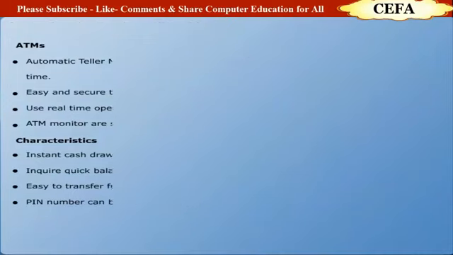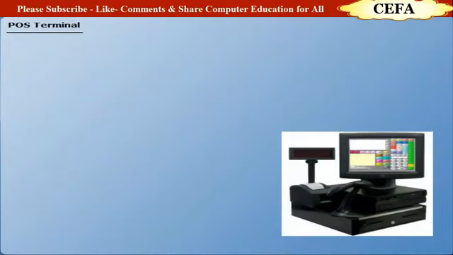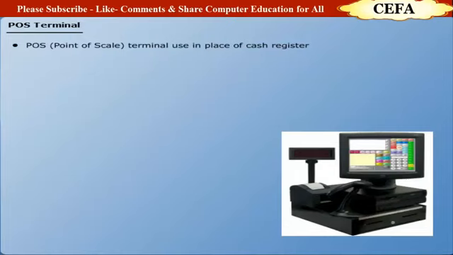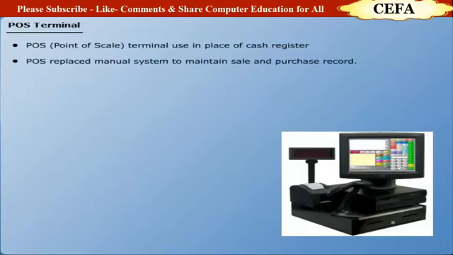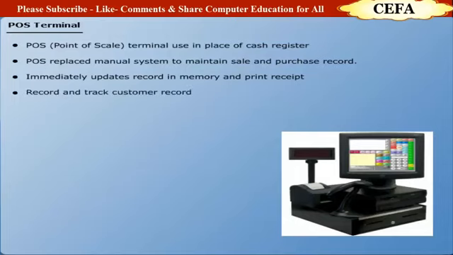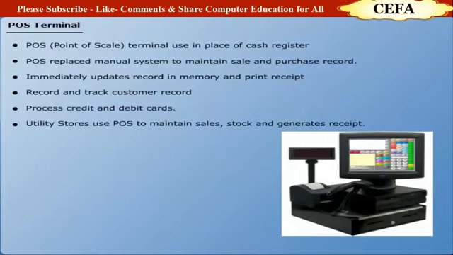POS terminal. POS or point of sale terminal is used in place of cash registers on the shops. Currently, the POS terminals have replaced the manual systems of registering the record of sale and purchase. POS terminal immediately updates the sale and purchase records in the memory and also provides a printed receipt of the record. The POS system has the capability to record and track customer orders. They can also process credit and debit cards to their respective debit-credit card server systems over the network. These terminals are used in utility stores in Pakistan to maintain stock in machine and generate receipt of customer.